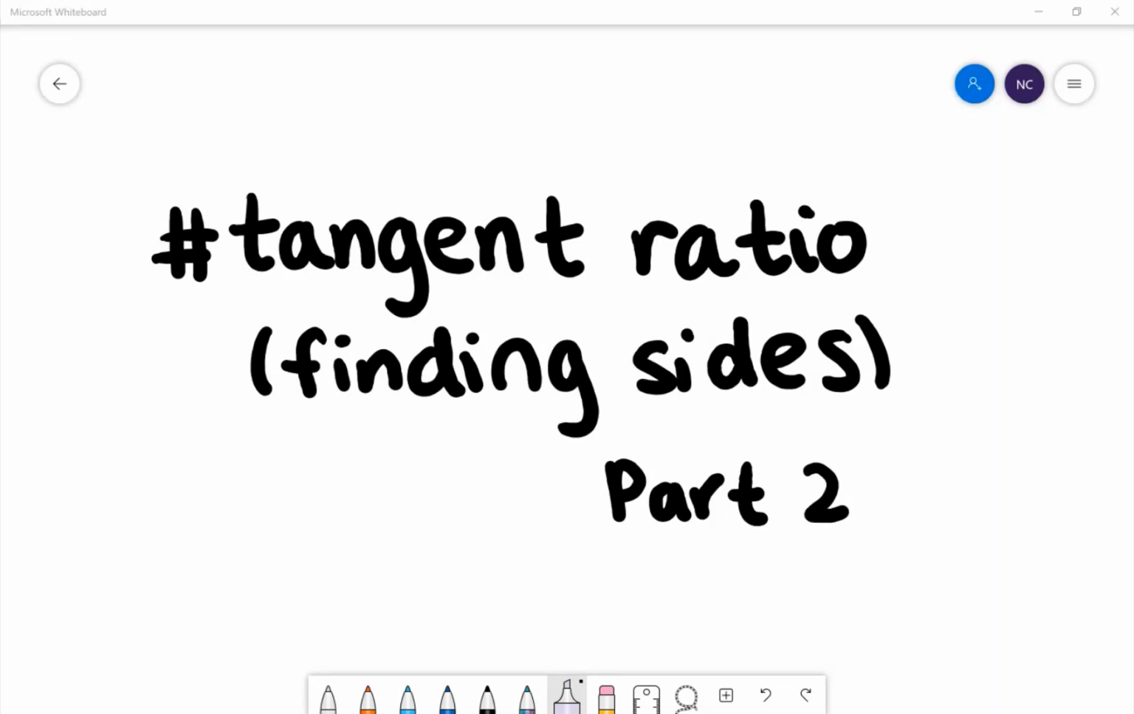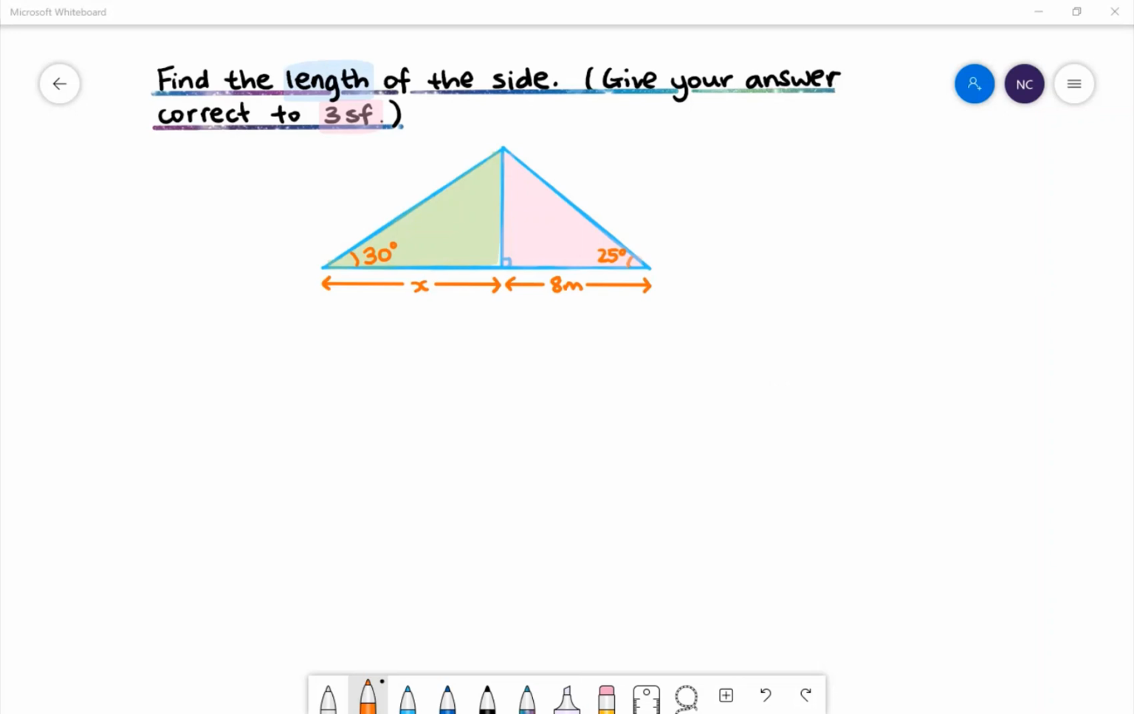Hi there, today we're going to continue looking at tangent ratios and finding sides. Here is our first example. Find the length of the side. Give your answer correct to three significant figures.